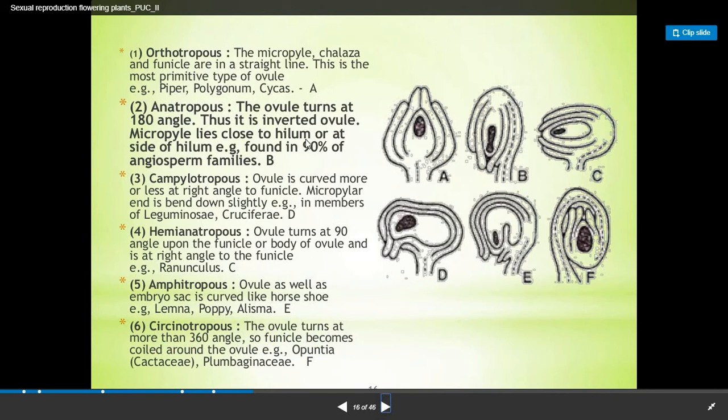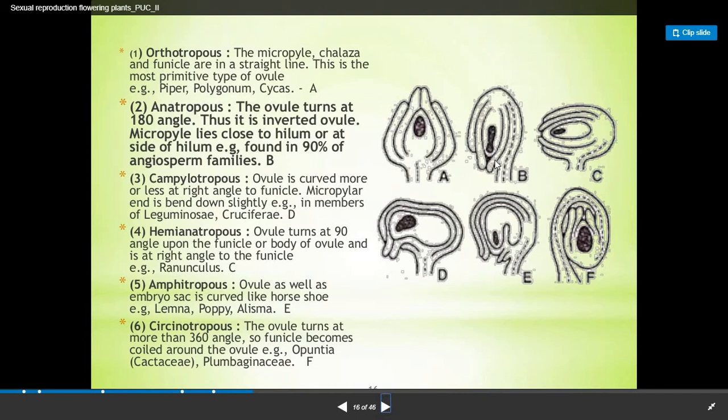Now the types of ovule, different types of ovule are seen here. First type, that is the orthotropous, the micropyle, chalaza and funicle are in a straight line. Here, that is the A part, orthotropous is there. It is the most primitive type of the ovule and it can be found in examples like Piper, Polygonum and Cycas. Second, Anatropous, that is given in your NCERT book. The ovule turns at a 180 degree angle. It is an inverted ovule.